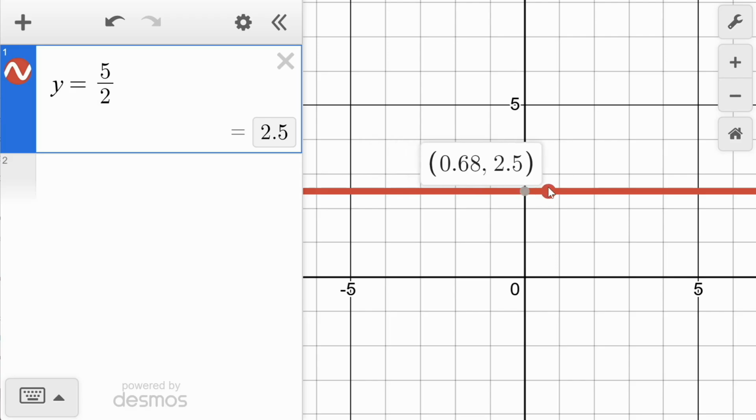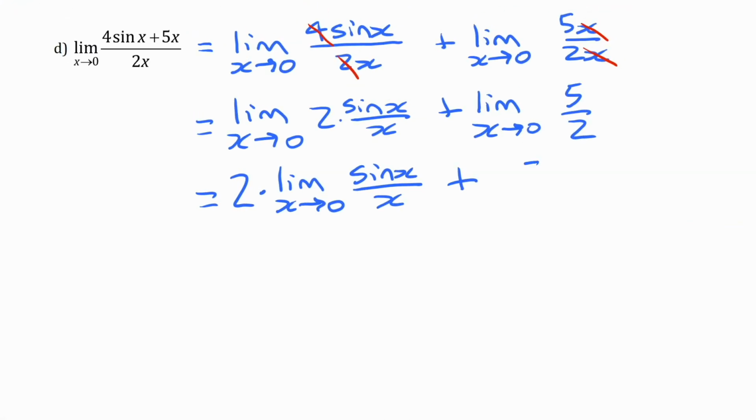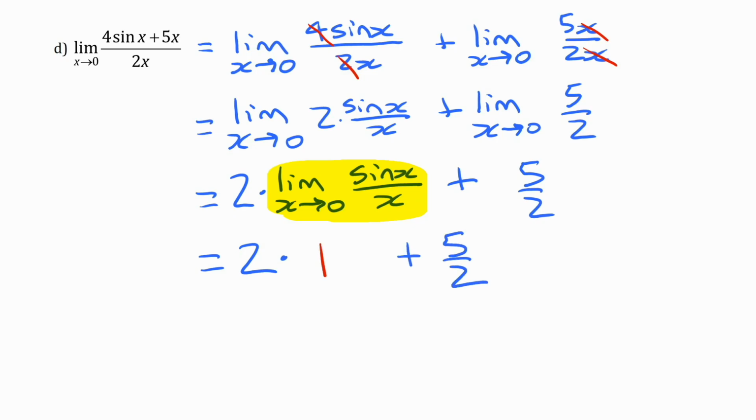So no matter what the value of x is, y is always 5 over 2, or 2.5. And so we can write the value of that limit as 5 over 2. And then we can work on this first part. We have 2 times this limit that's a known value. We've seen it before. We can just say that the value of that is known to be 1, plus our 5 over 2. At this point, you can just work out what that is and write your final answer.